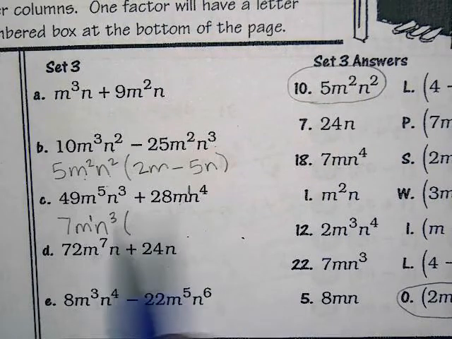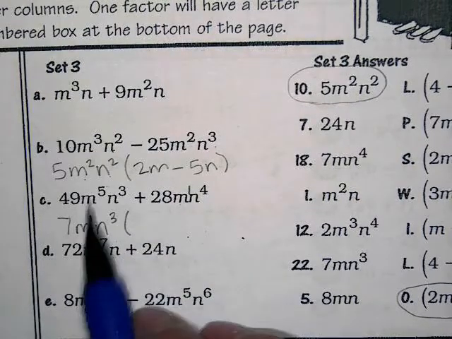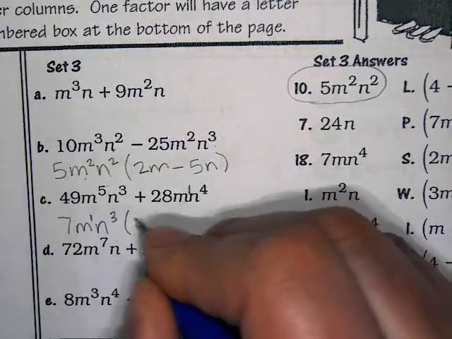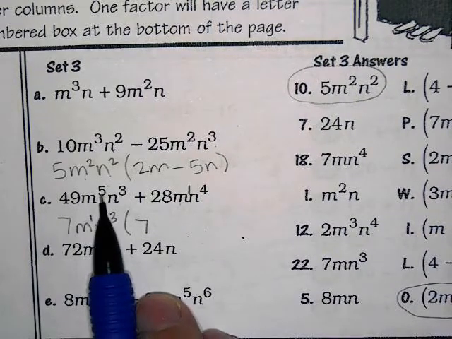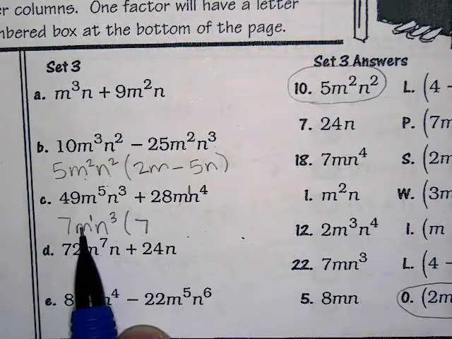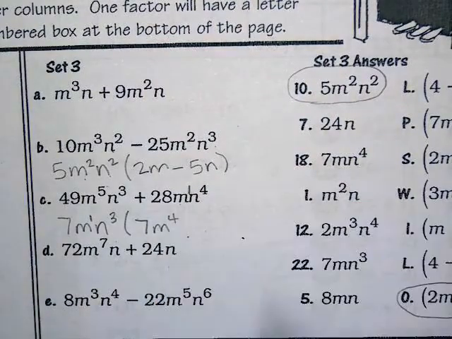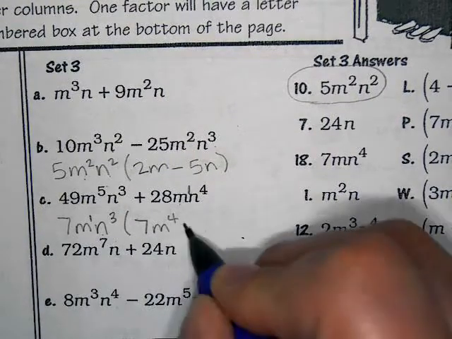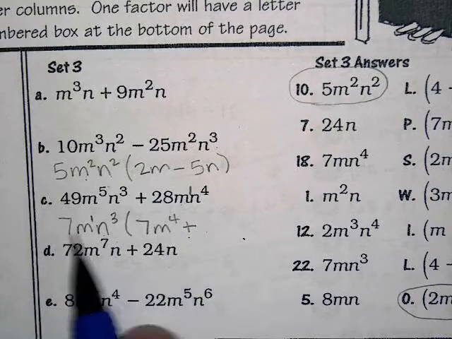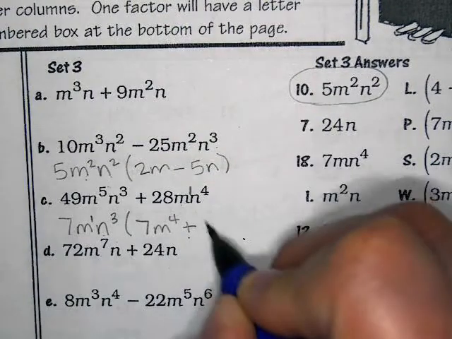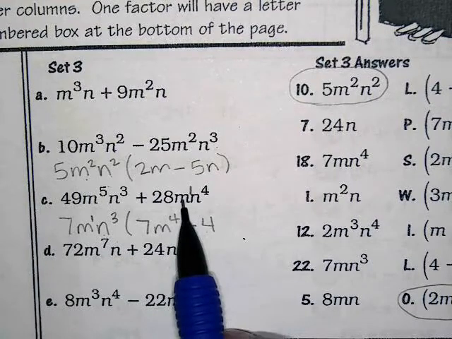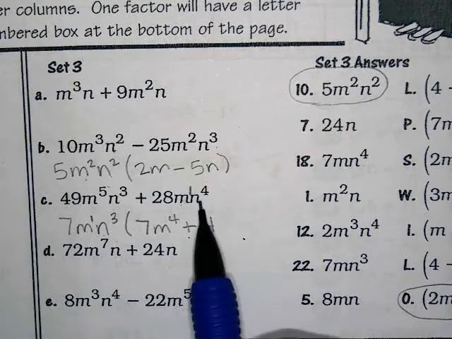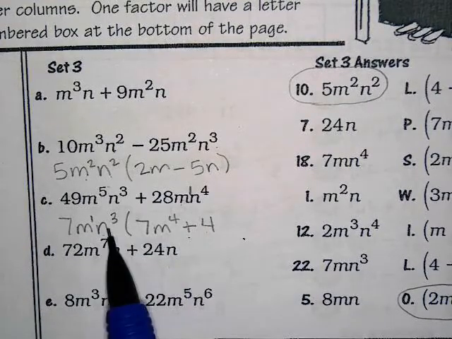Okay, so 49 divided by 7 is 7. We had 5 m's. We took out one of them. So we have 4, m to the 4th. Okay. We had 3 n's. We took out 3. So no more n's. 28 divided by 7, 4. We had 1 m. We took out 1 m. M's are done. We had 4 n's. We took out 3 n's. 1 n. Okay.